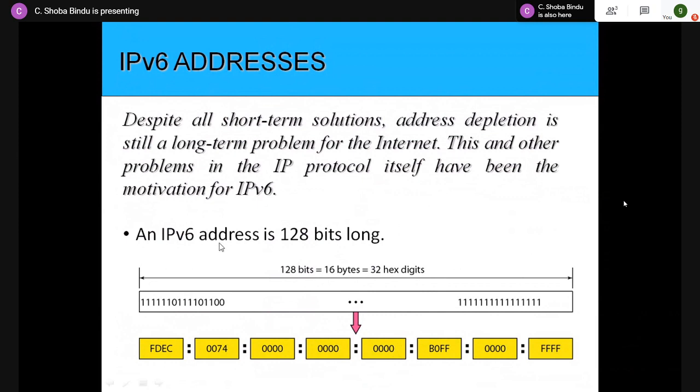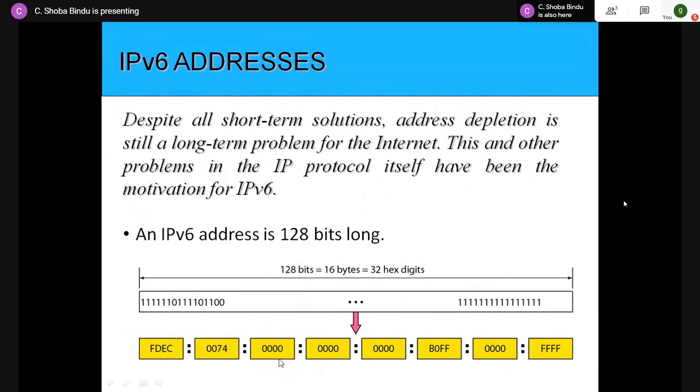Now let us look at how IP version 6 addresses are represented. These 128-bit addresses are represented as 16 bytes. These 16 bytes are represented as 32 hexadecimal digits, since 4 bits are represented as 1 hexadecimal digit. As you cannot remember all these bits, a form of easy representation has to be used.